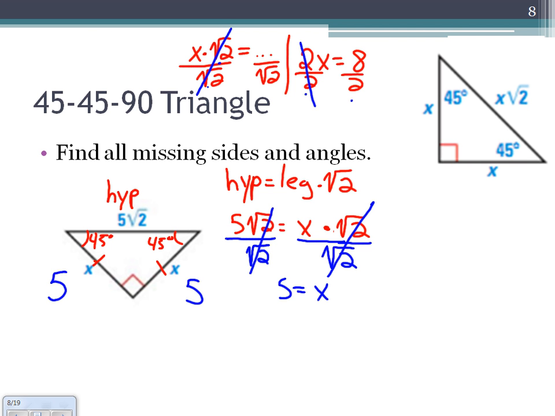Also, is the leg equal to the number for the hypotenuse? Exactly, if it's a square root of 2. So Jason has noted that the legs always equal the number in front of the square root of 2. That only works if it's something square root of 2. Okay? And it only works for a 45, 45, 90.